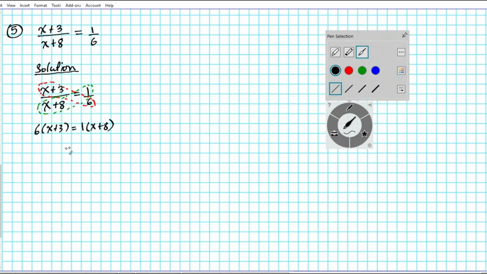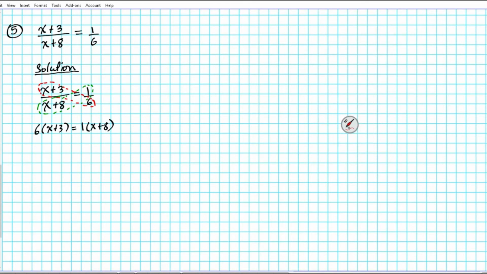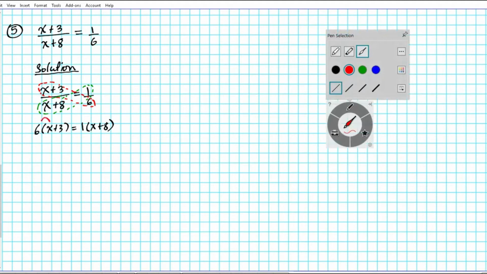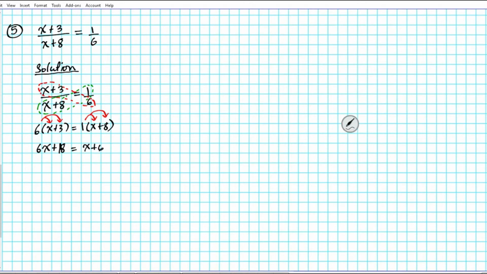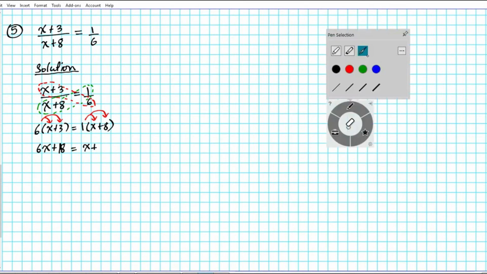Okay? Now on the left side, we're going to distribute the 6 to the x plus 3. And then on the right side, just distribute 1, which doesn't make any difference. That's a multiplicative identity. On the left side, we have 6x plus 18. 6x plus 18 equals x plus 8. Now this looks much nicer because we have gotten rid of the denominator components and we just have a linear algebraic equation right now. To solve it, we're going to collect like terms.